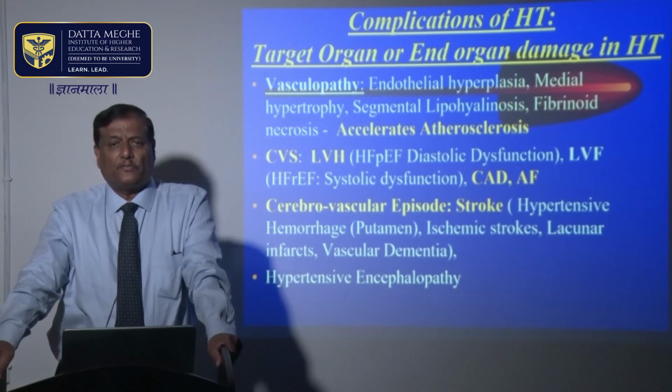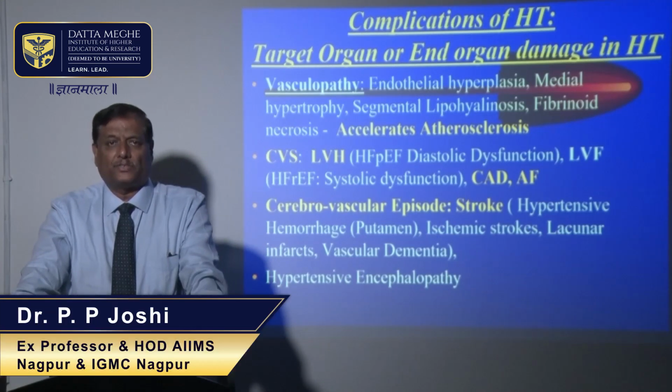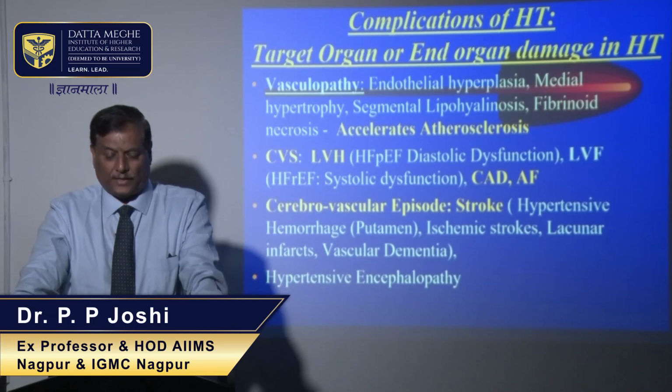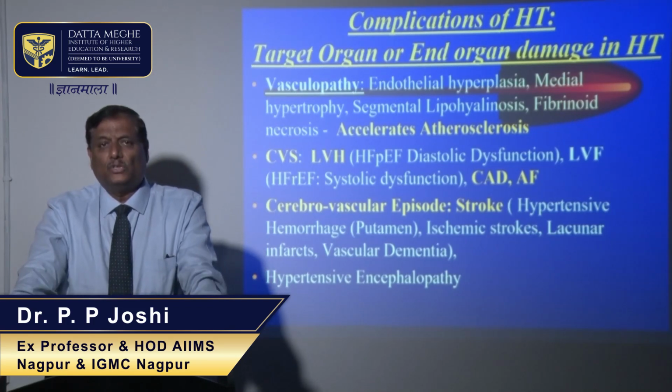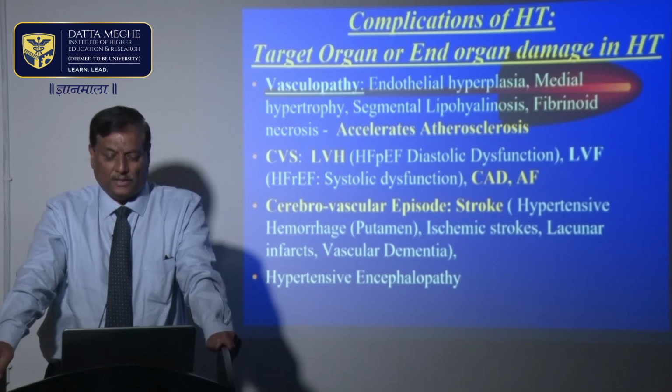Hypertension, as I have told you, is a very important risk factor for acute myocardial infarction, and it can lead to coronary artery disease, and also it can cause atrial fibrillation. One of the causes of atrial fibrillation is hypertension.